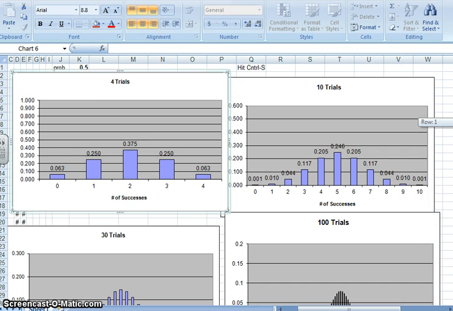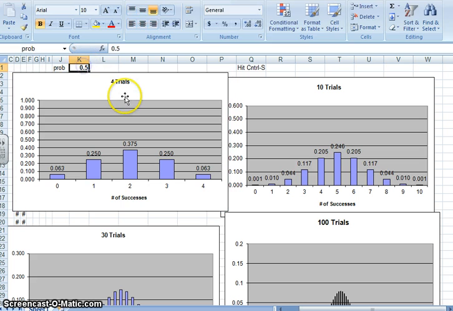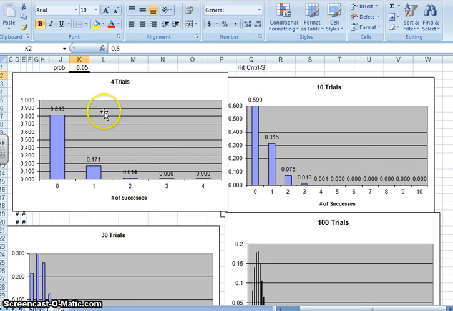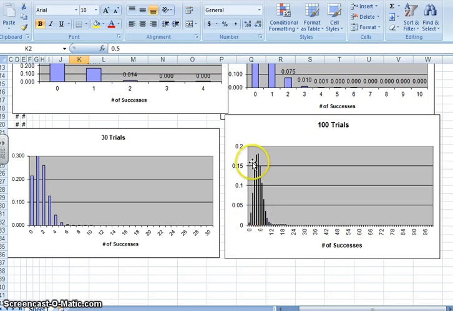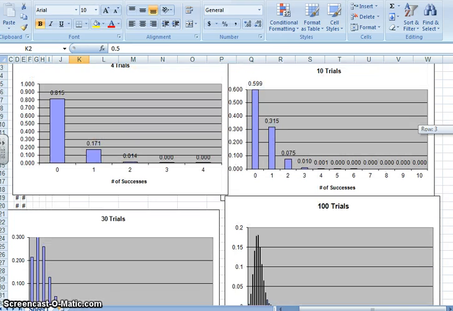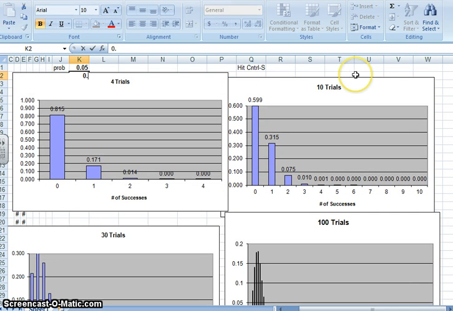Now what if I change p? What if I change it to something really small, let's say 0.05? Now you can see that for 4 trials, the distribution is very skewed right. A normal model would never be appropriate for that. For 10 trials, certainly never appropriate. 30 trials, never appropriate. 100 trials, we know it's way skewed right, but it's not that bad. I could overlay a normal model and not be off by that much, but it still doesn't seem like a very good approximation.